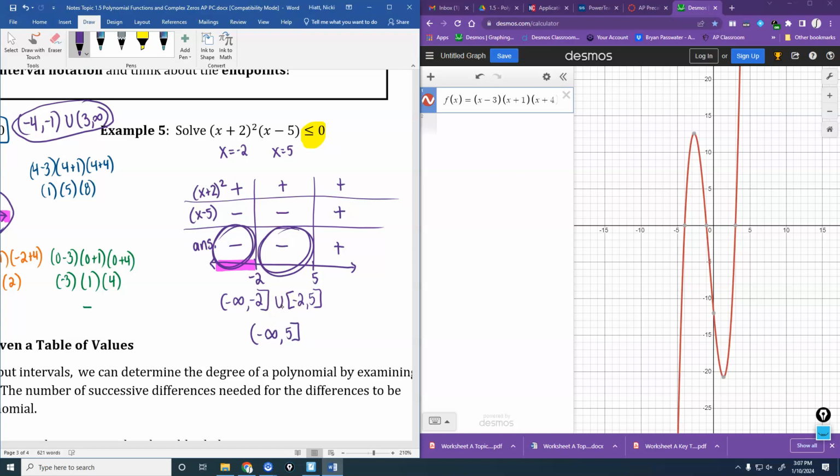Now, if I had a less than sign right here instead, I would need to use parentheses, and I would need to write it that first way, but with parentheses. Okay, so any number less than 5 is going to give you a negative answer for this.